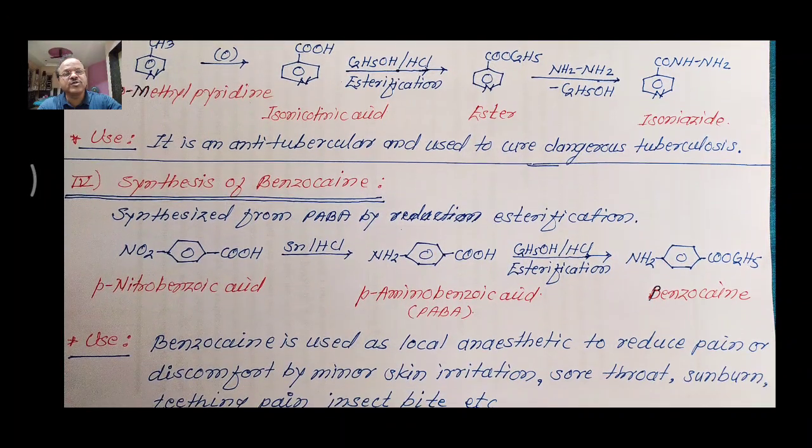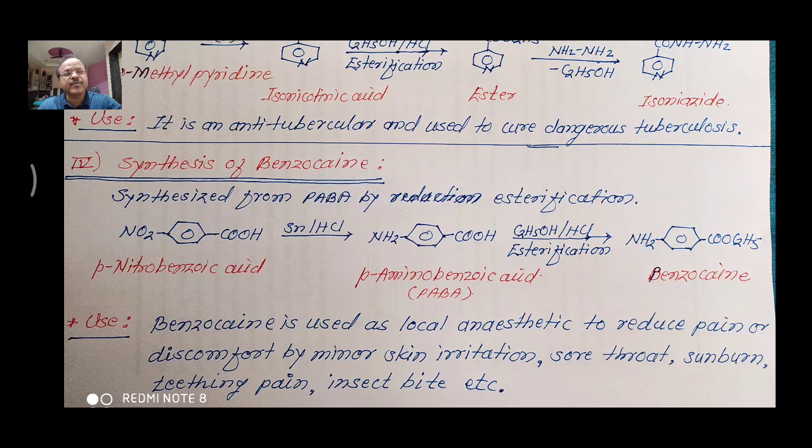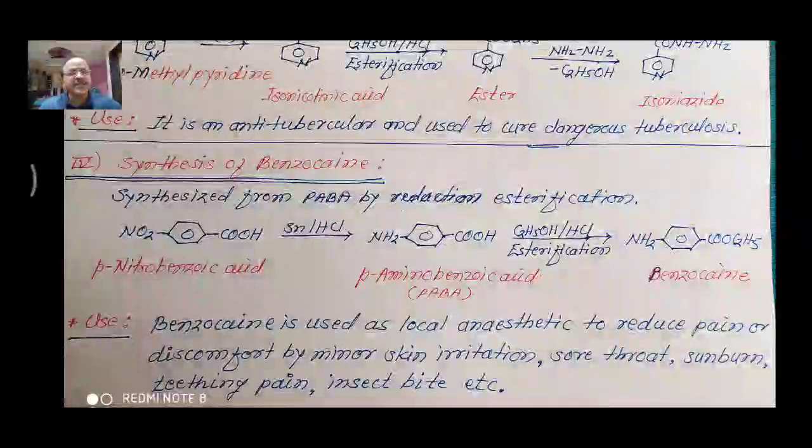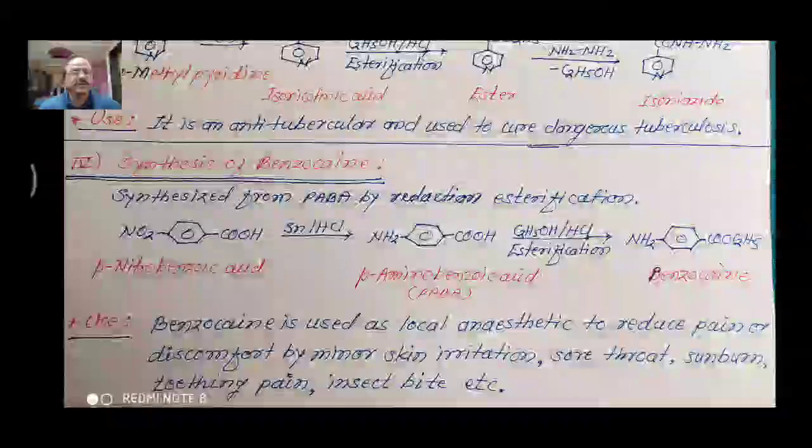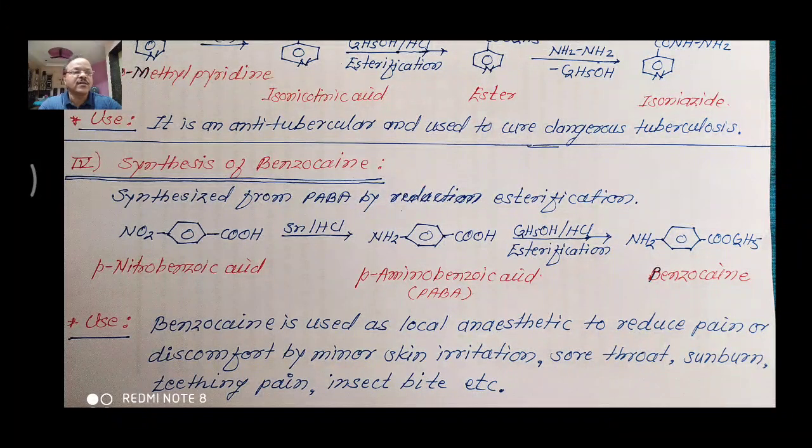Now what is the use of this benzocaine? This benzocaine is used as a local anesthetic which reduces pain or discomfort caused by minor skin irritation, sore throat, sunburn, teething pains, insect bites, etc. So this benzocaine is used as a local anesthetic.